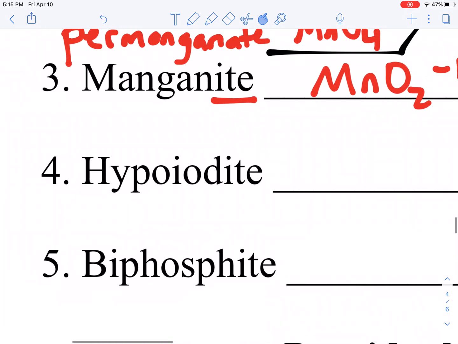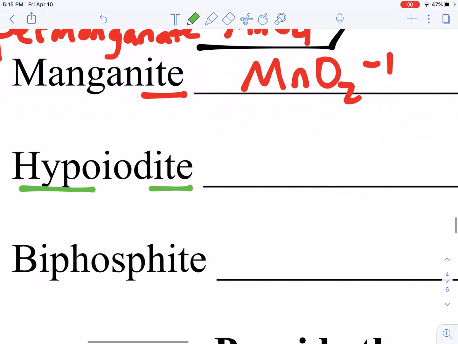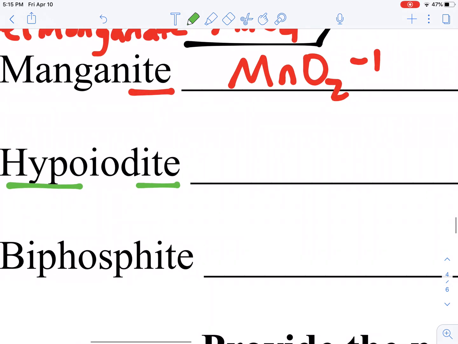Hypoiodite, right? Prefix hypo, suffix ite means we subtracted 2 oxygens from the ate form. So if the ate form of iodate is IO3 -1, if we get rid of 2 of those oxygens, we are left with IO with a -1 charge.